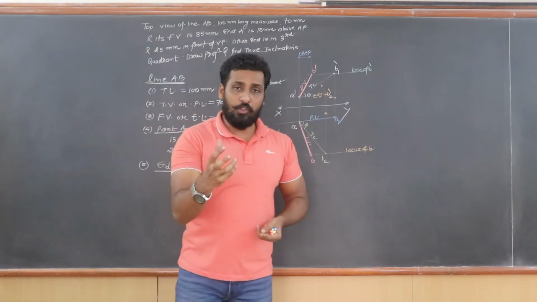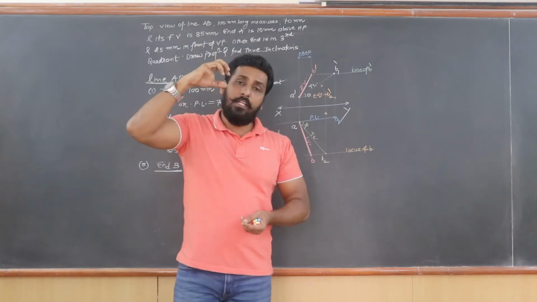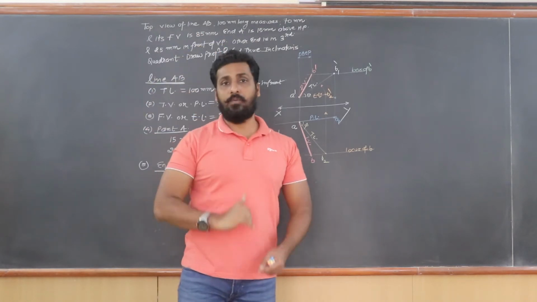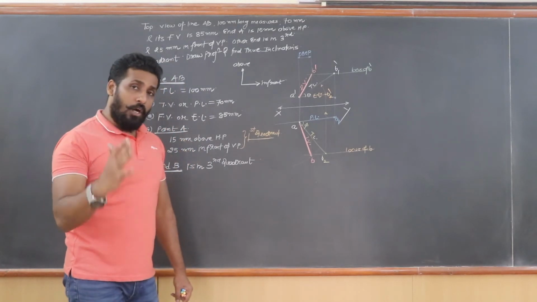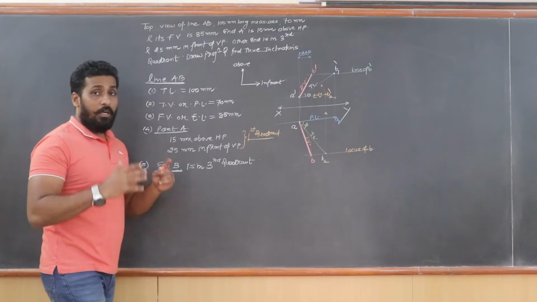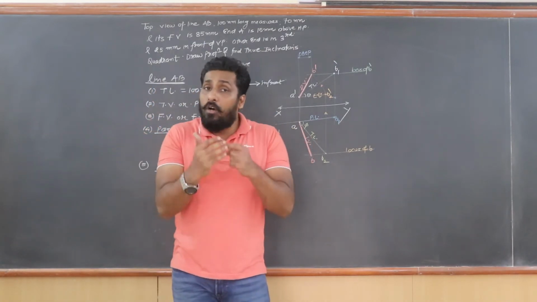That's why for the first quadrant, the front view will come above the XY line and the top view will come below the XY line. That's the case for the first quadrant. Now when you talk about the third quadrant, point B is in the third quadrant. Now clear your concepts very properly. Point B is in the third quadrant.